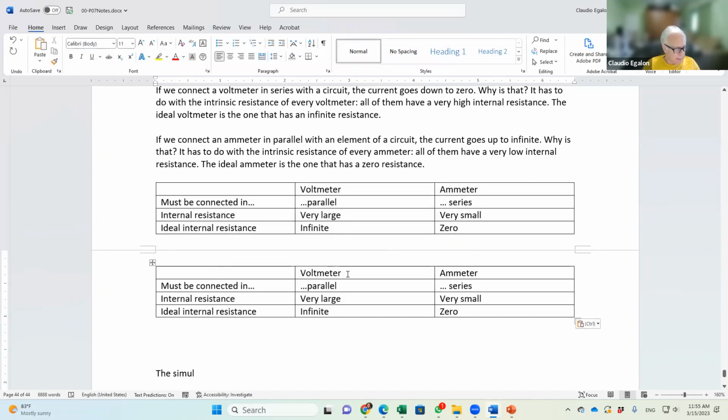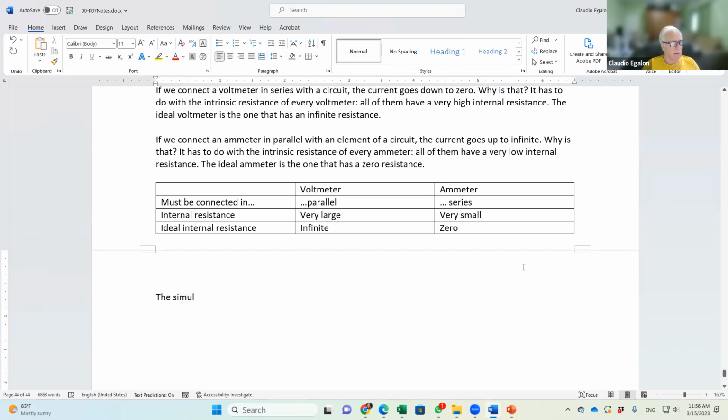Voltmeter connected, and I think we can connect it in parallel. Well, you have to know what happens whenever you connect the voltmeter in series, right? I don't think I can build a table for that. That's a good table here.